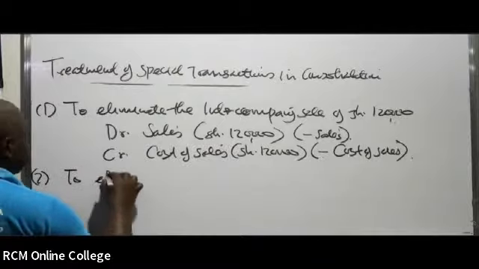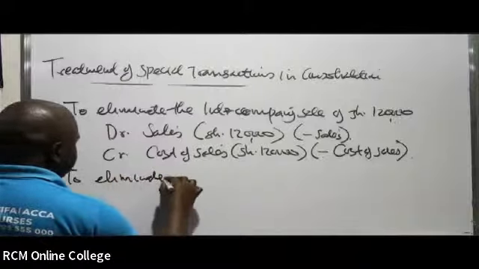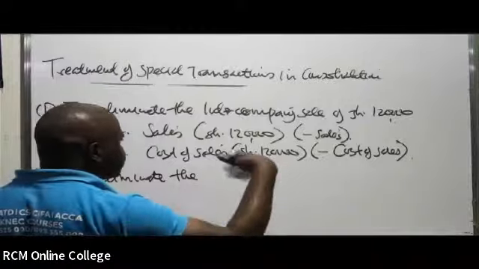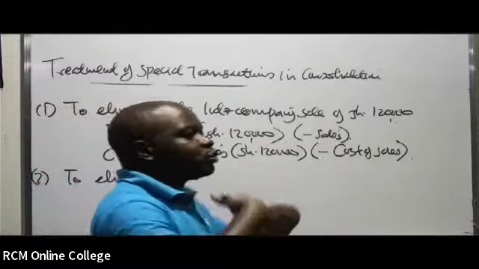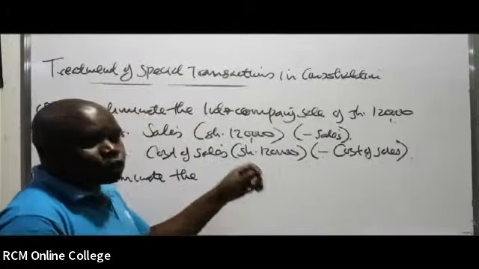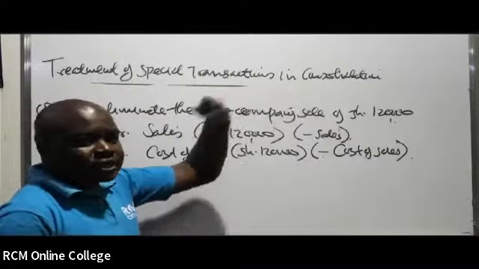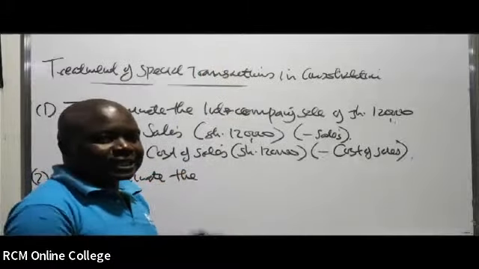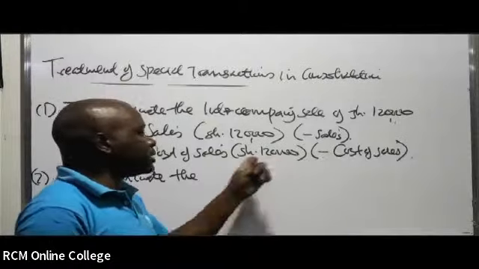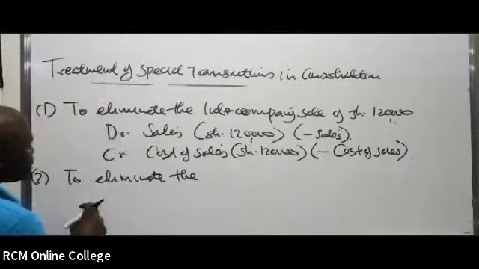Then you write, number two, to eliminate the unrealized profit on the closing inventory, because that's how you treat unrealized profit on closing inventory. They sold to a member of the group worth 120,000, but these goods are still in stock. That member of the group has not disposed of them, they are still in the closing stock, so they have not been able to realize a profit. This is the unrealized profit on the closing inventory.